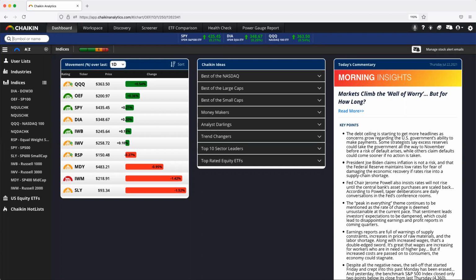In today's Chaikin Minute, we are going to take a deeper dive into a particular preset screen available for you here in the Chaikin Analytics platform. To do that, we will head to the screener.